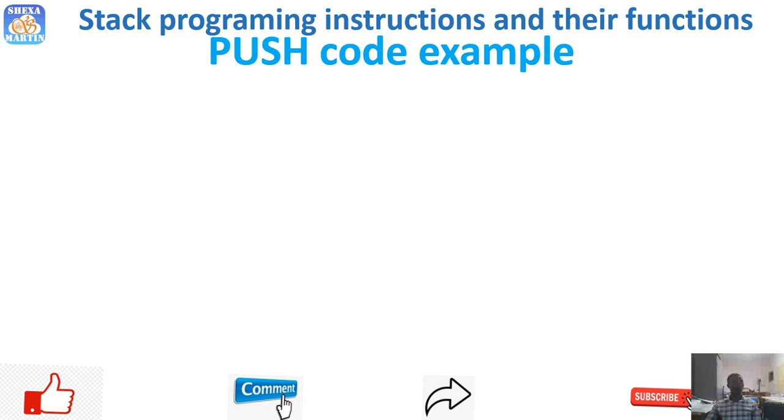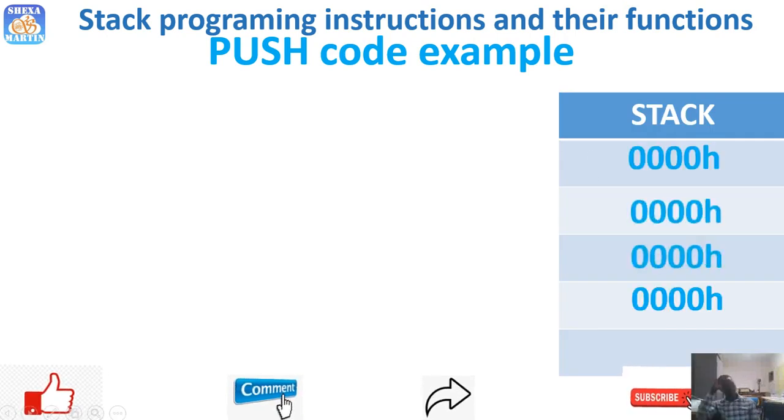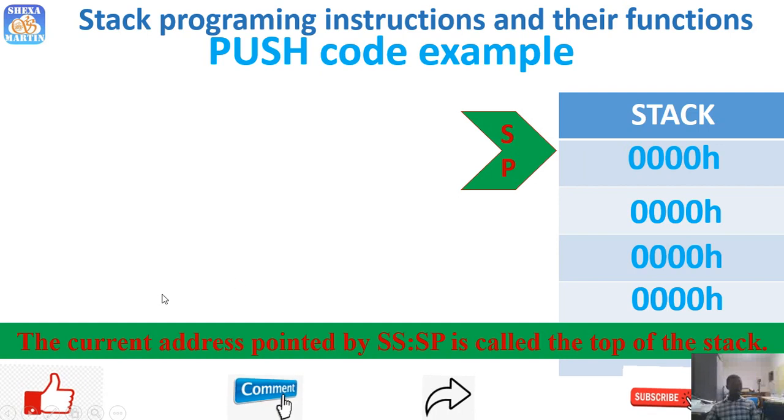So that's what happens. Here we have our stack with these values, and we have our stack with nothing, our stack is empty, in other words. So what happens when we push? Our stack pointer SP is pointing to the top of the stack, right? And here is what happens. I think this statement is well known: the current address pointed to by the stack pointer is called the top of the stack.